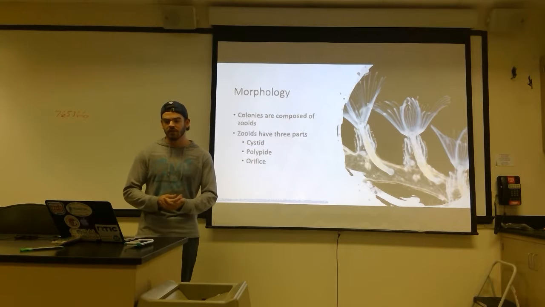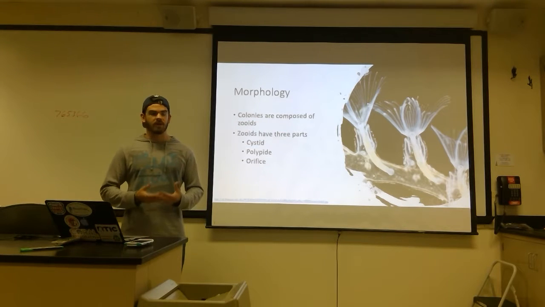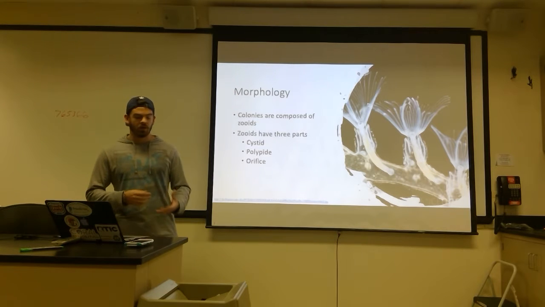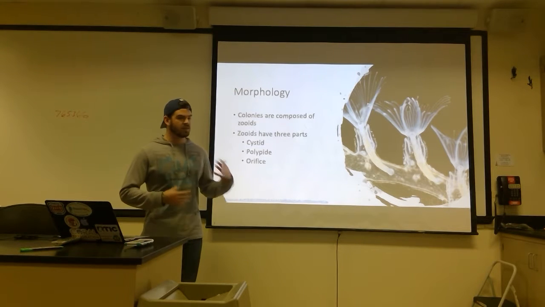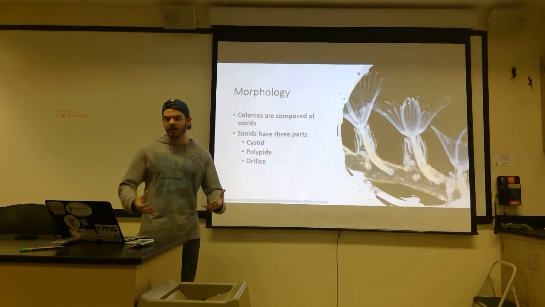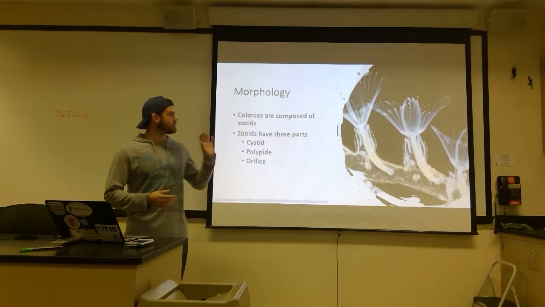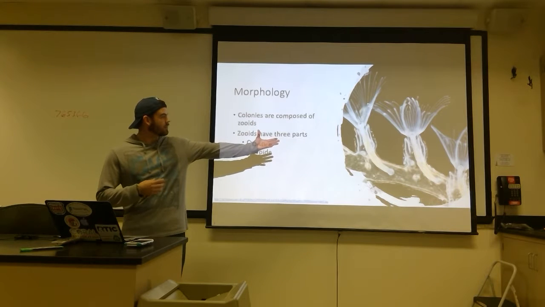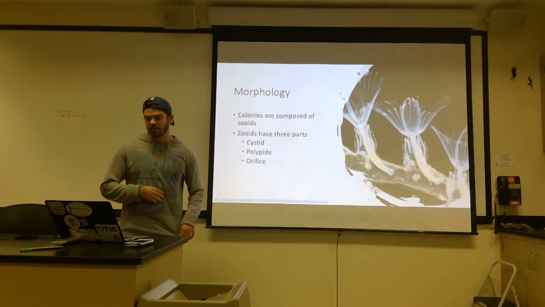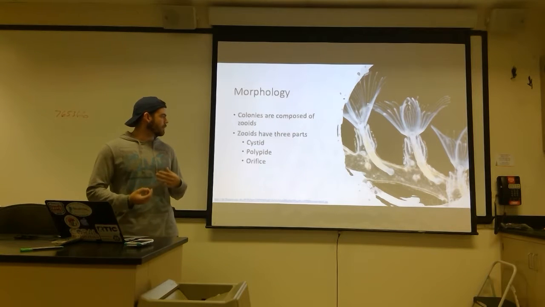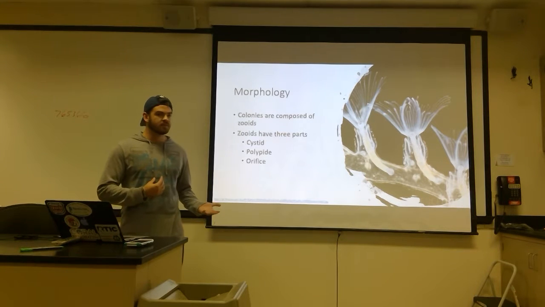Moving into the zooids, they are what compose the colony of bryozoans. A cystid is the outer body wall of the bryozoan and consists of living and non-living structure. It is what houses the polypide. The polypide includes the lophophore, which is the ciliated, tentacular feeding structure seen up there. Opening up the cystid, which allows the polypide in and out, is the orifice.